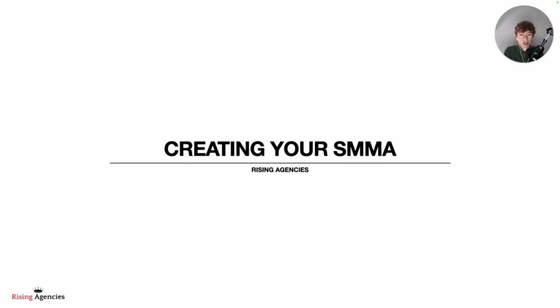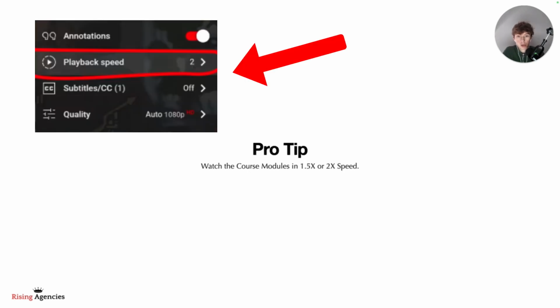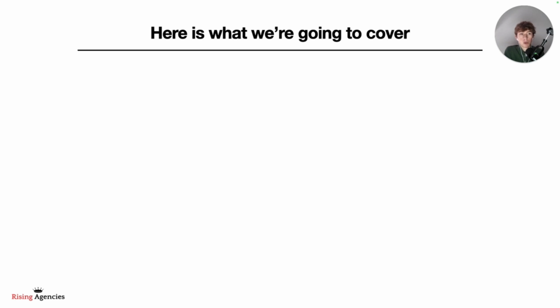Let's just get right into the video and let me show you how to set up everything. So let's create your SMMA. And a pro tip, watch it in 1.5x speed or 2x speed. So here's what we're going to cover: finding your agency name, buying your domain, creating your logo, creating your business email, summary and action items. So let's take a look.